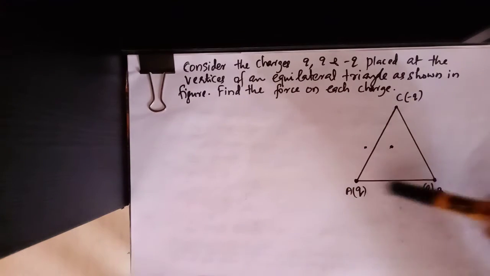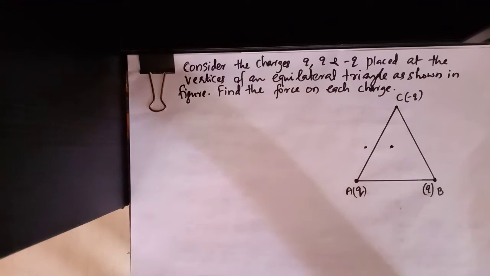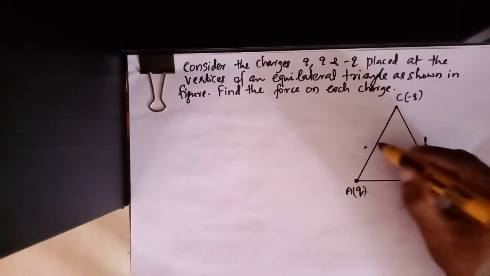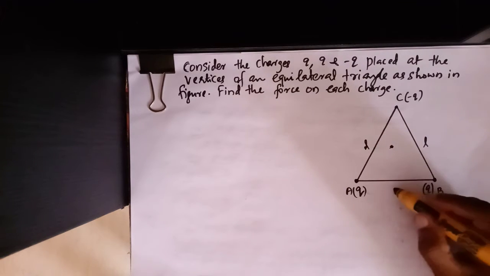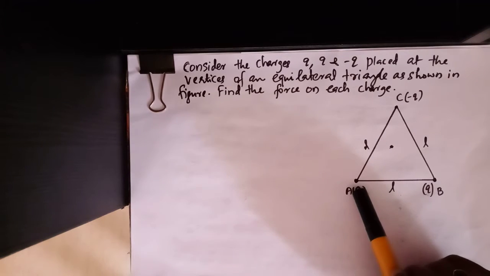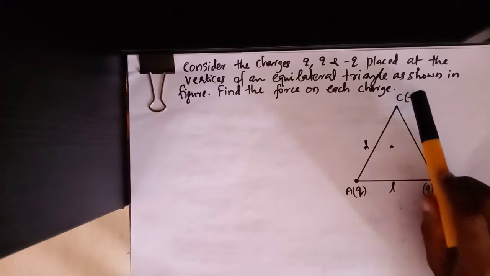So there are three charges arranged like this, each side having a length L. L is the length of each side, here also L, and this is also L. So we have three charges: here positive Q, here positive Q, and here negative Q.